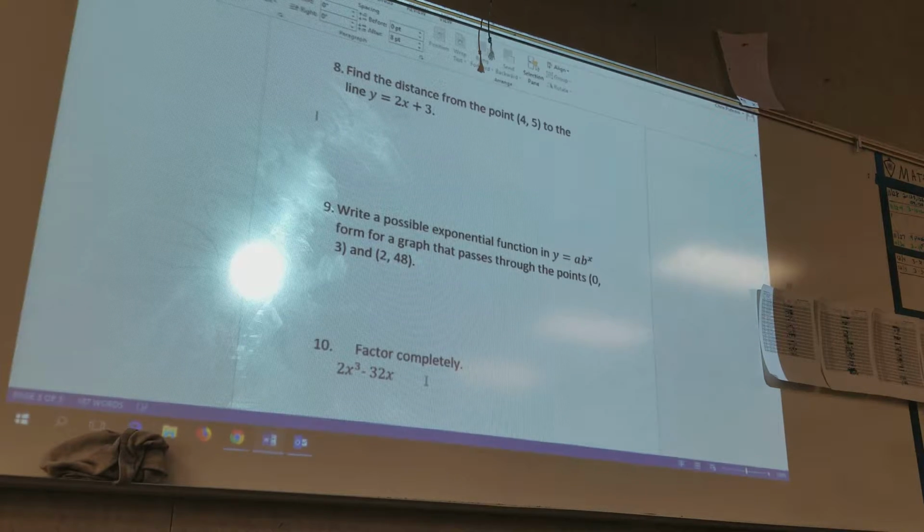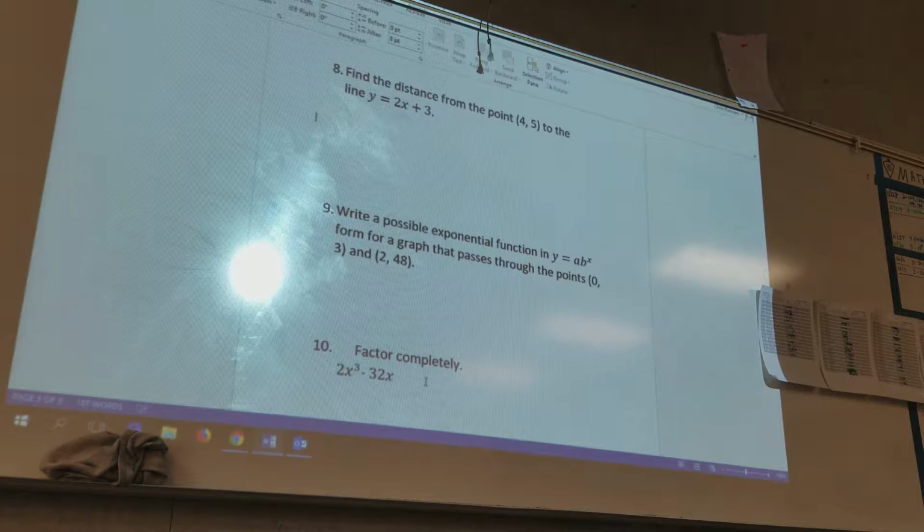1, 2, 3, 4, 5, 6, 7, 8. 1, 2, 3, 4, 5, 6, 7. All right, the point (4, 5). 1, 2, 3, 4. 1, 2, 3, 4, 5. There is my point, (4, 5). And my line, 2x plus 3, start at 3, count up 2 over 1. There's the line, y equals 2x plus 3.